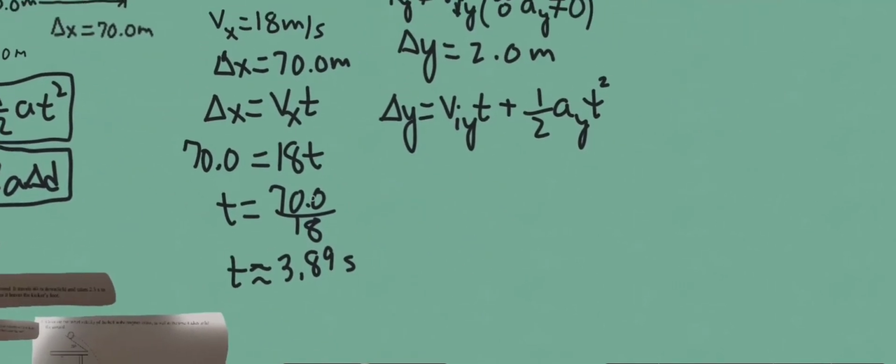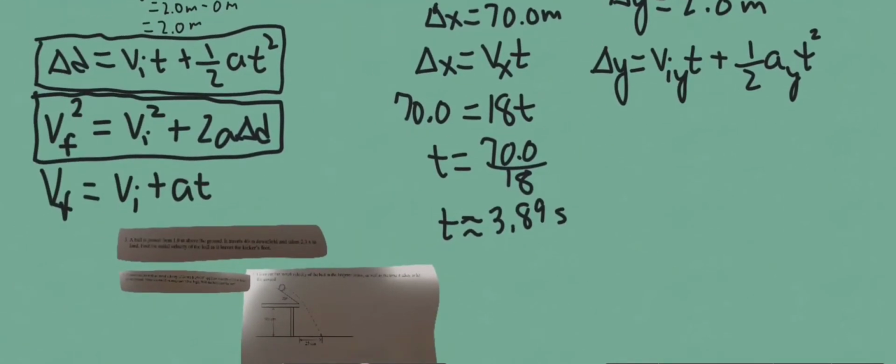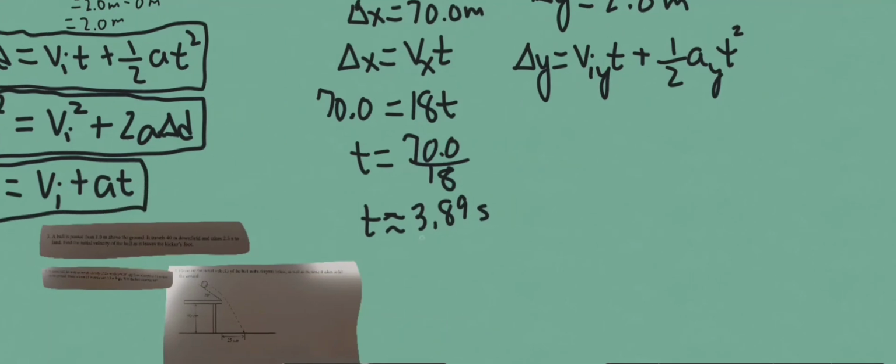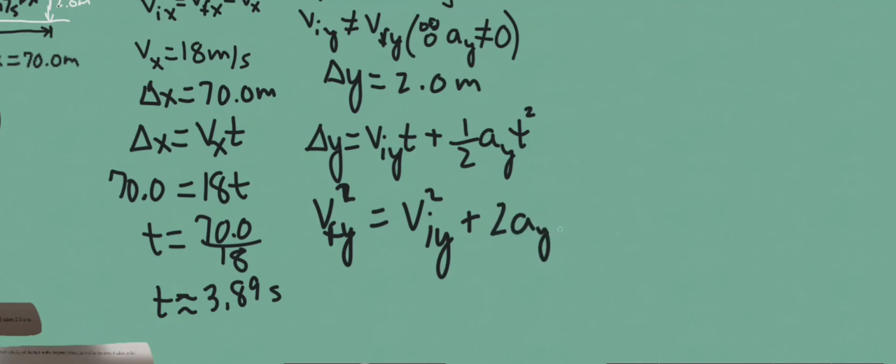Yeah. But suppose you didn't find the time, then obviously the ideal one to use would be that Vf squared equals Vi squared plus 2AD. So you have options, but just stick with that one. So final velocity in the y direction squared equals initial velocity in the y direction squared plus 2 times acceleration in the y direction times delta y because it's in the y direction.